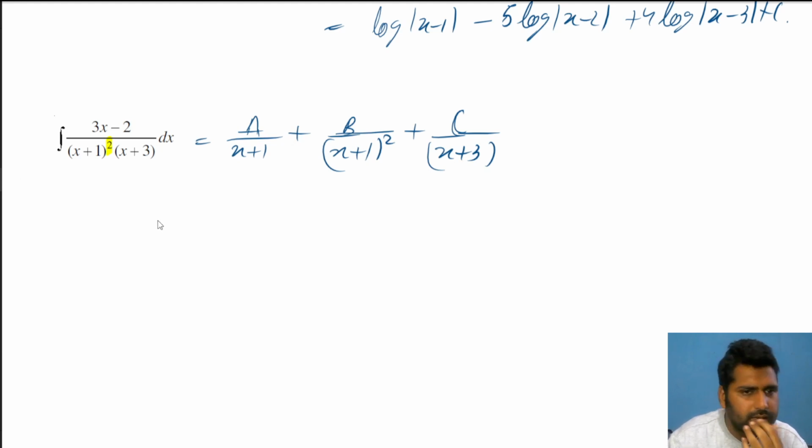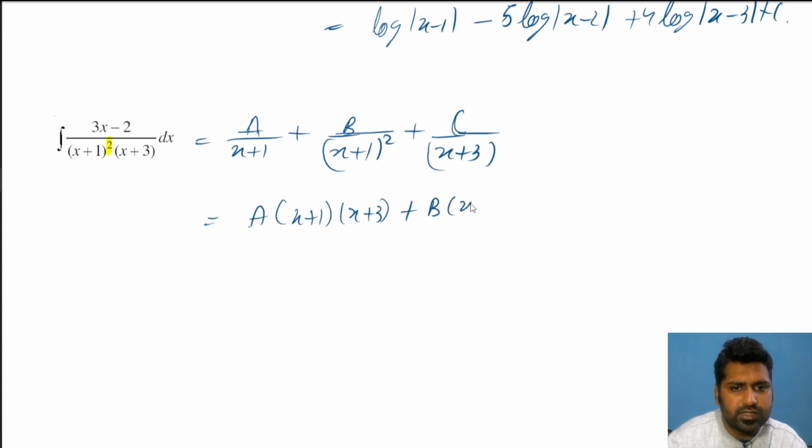Now let's create the equation before actually doing partial fraction. Let's take LCM, and we know that the denominator is going to be cancelled. So A multiplied by x plus 1, x plus 3, B into x plus 3, C into x plus 1 whole square. That will be 3x minus 2. I'm not writing the denominator because this is going to cancel.